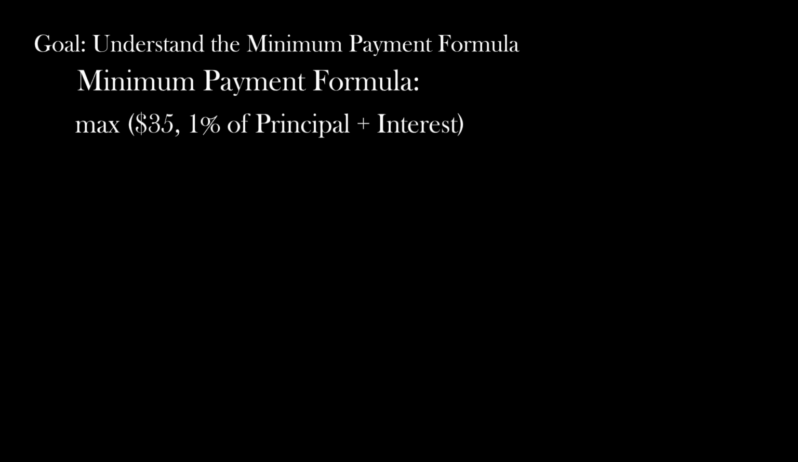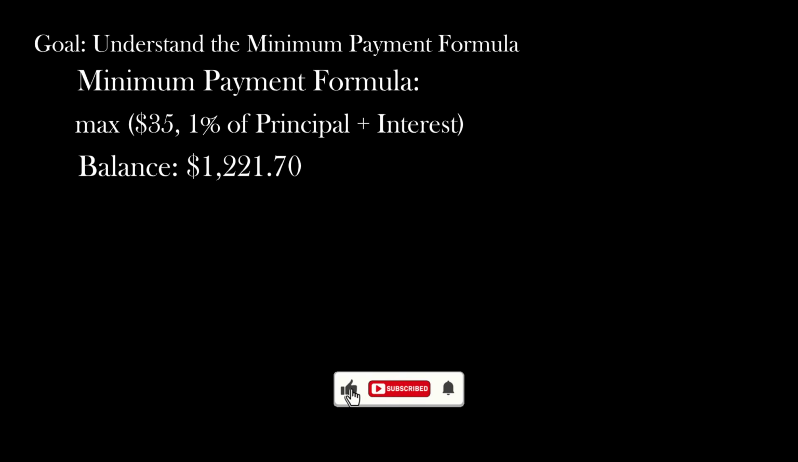Now that we understand how interest is added, let's look at the minimum payment. By the end of this scene, you will understand how banks determine the smallest amount you are allowed to pay. Most credit card issuers use a formula to calculate your minimum payment. It is usually the higher of two values, a flat fee, often around $35, or a percentage of your total balance plus any new interest.